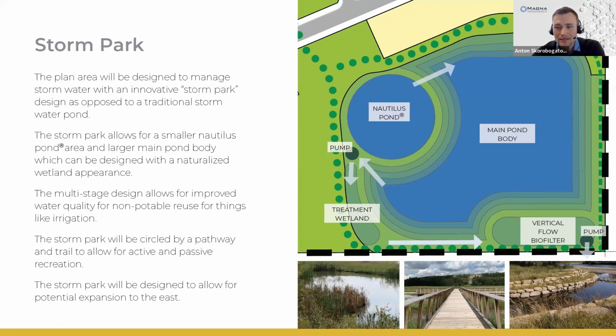With respect to the function, the system is designed with multiple steps that each have a purpose. First, the Nautilus pond collects the runoff and removes the sediments that are in it, allowing cleaner water to flow into the main pond body. From there, the water is circulated to the nature-based biofiltration elements, including a treatment wetland and a vertical flow biofilter. This multi-stage process improves the quality of water and makes it suitable for non-potable reuse, such as for irrigation, which allows the opportunity to reduce the use of potable water. And lastly, the entire system is designed to integrate seamlessly into the open space fabric of the community. Back to you, Kayla.